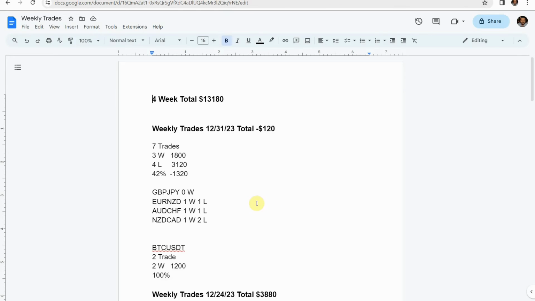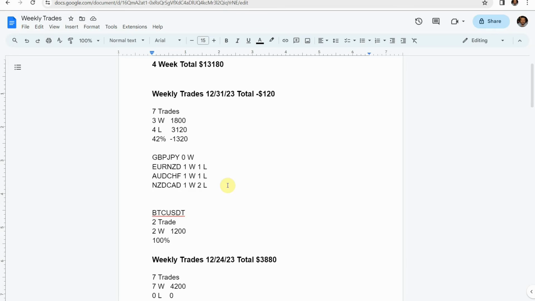Let's go ahead and go over the weekly signals here. And so this is the signals that we are tracking each week on these 4 specific Forex pairs and this one crypto coin. And so this is on the 30-minute time frame. Now, last week we had 7 trades on the Forex pairs. We had 3 winning trades and 4 losing trades, putting us at a 42% win rate.